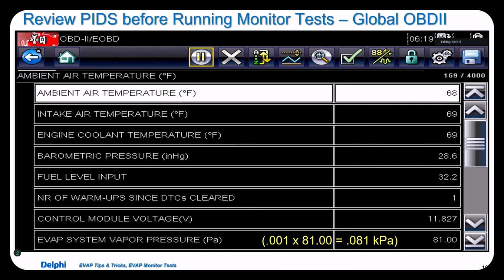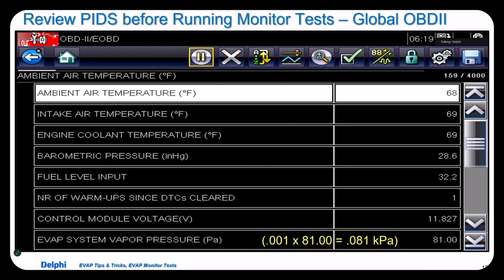The next one on the list is the barometric pressure sensor. Always check that and know what your normal reading is in your area. Know what your scan tool does and how it presents it: PSI, inches of water, inches of mercury, kilopascals. If you see 101 kilopascals, you know you're right down at the sea, and you're not down in Death Valley, you're not at 1,000 feet.